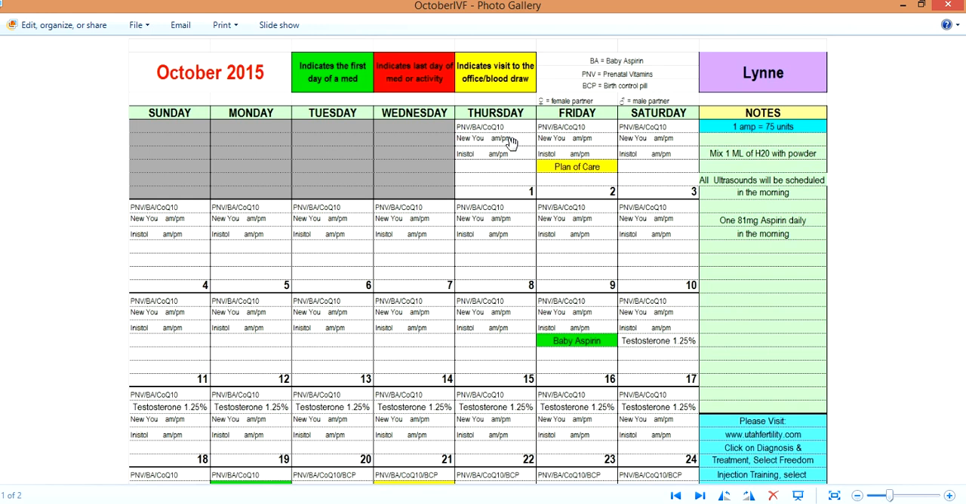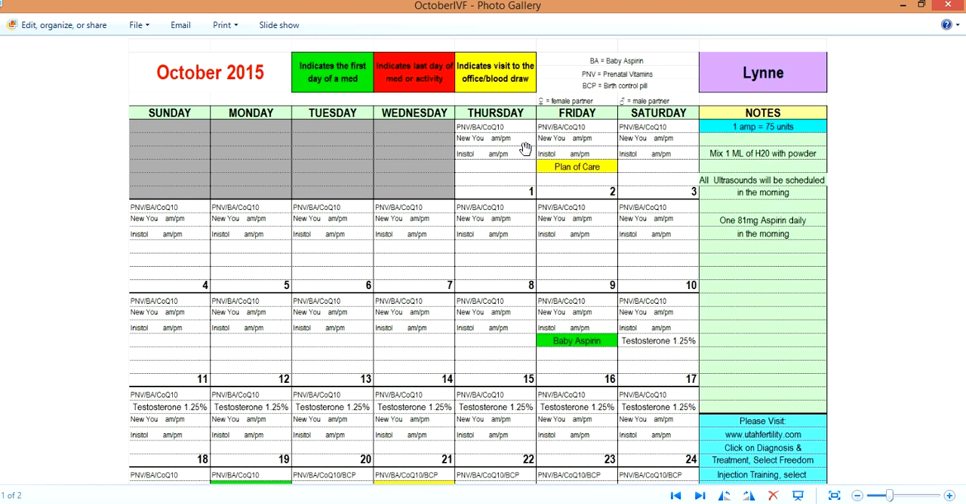So they have me on the prenatal to help prepare my body for pregnancy and breastfeeding. I'm also supplementing with fish oils, and I'm doing some minerals also. Taking the baby aspirin, that thins your blood to help more blood flow to the uterus. And CoQ10 is important for cellular regeneration. That helps your egg quality.